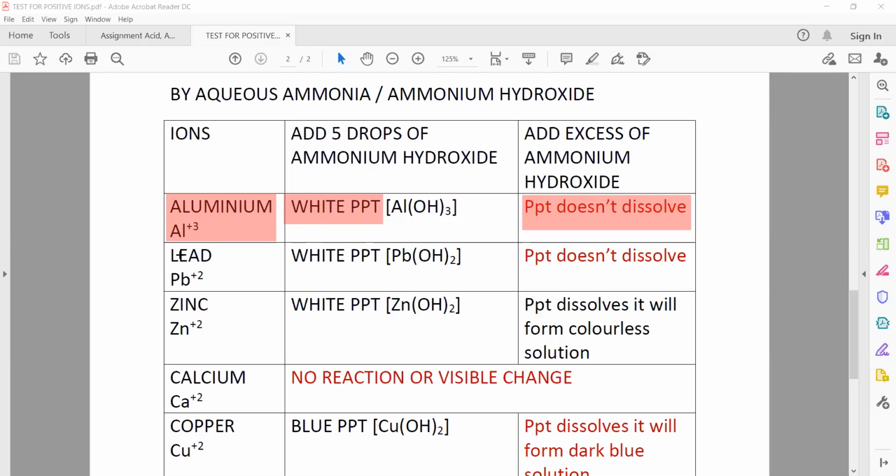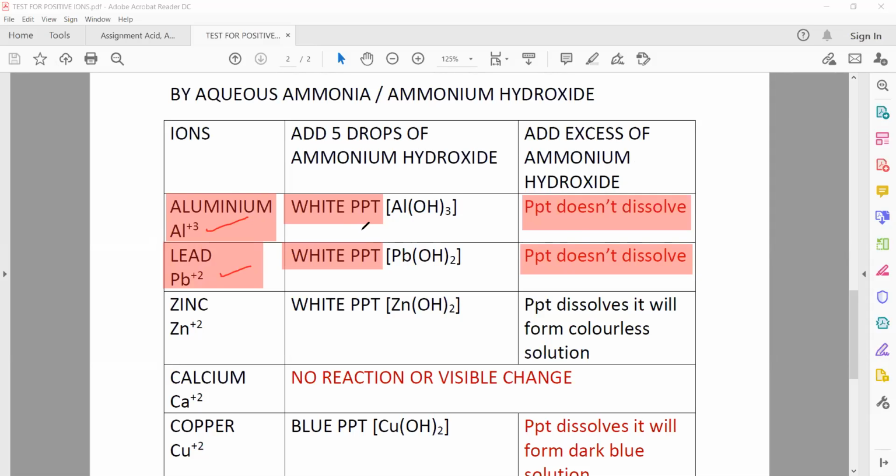So if the positive ion present is lead, you add ammonium hydroxide. If you add ammonium hydroxide, the precipitate does not dissolve. So same thing with aqueous ammonia, aluminum and lead give the same result. So we cannot distinguish between them. With aqueous ammonia, we cannot distinguish whether it is aluminum or it is lead.